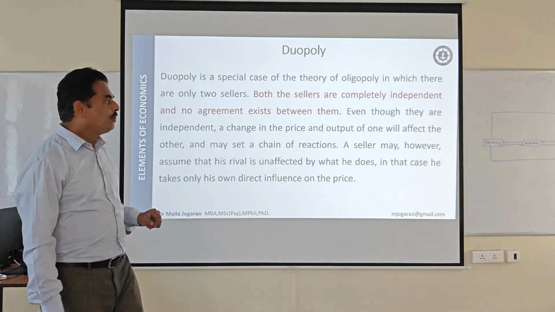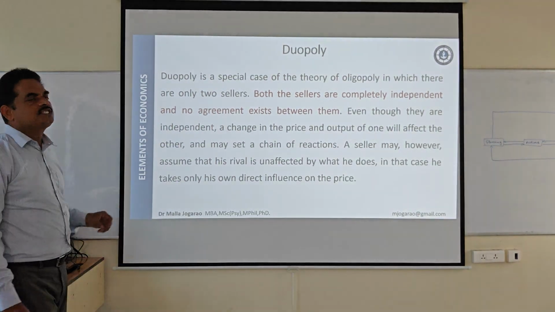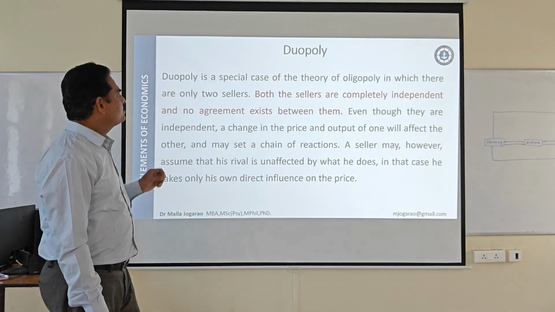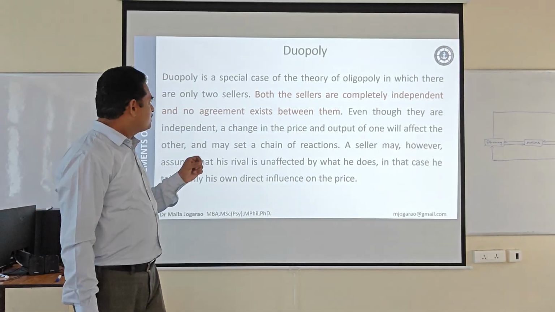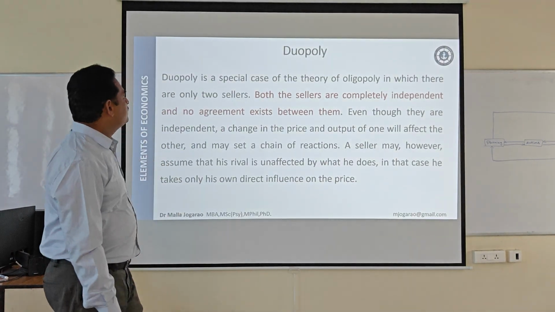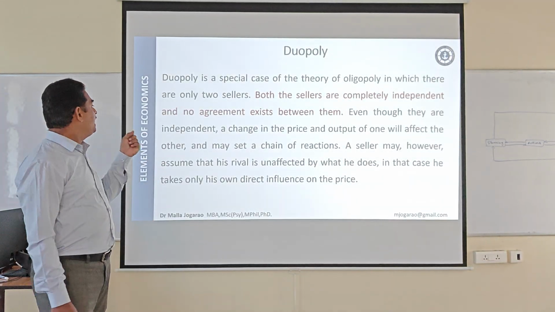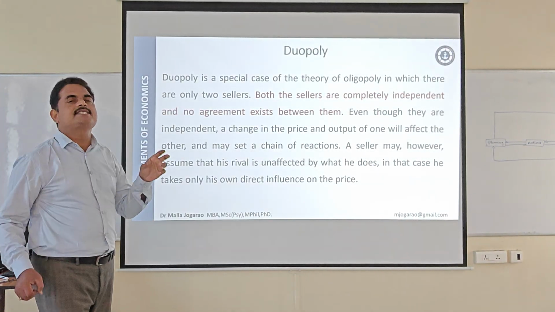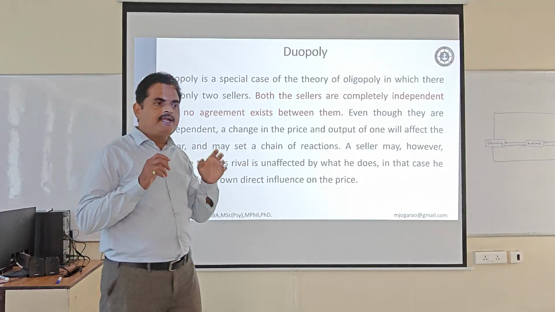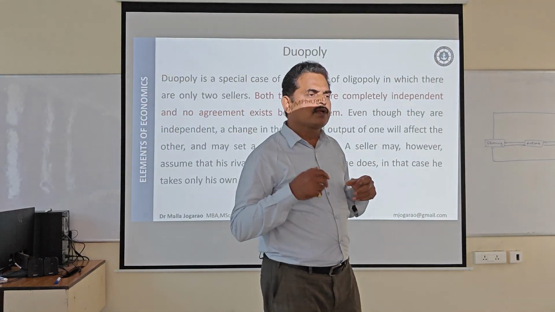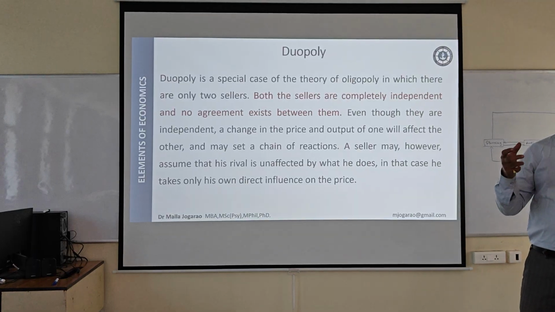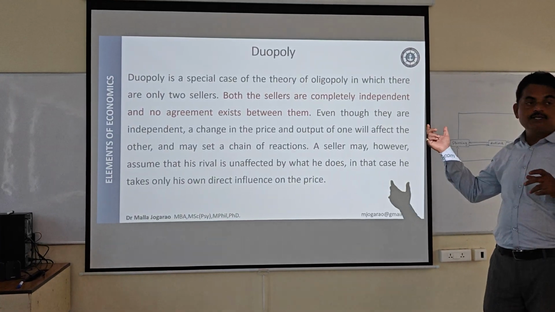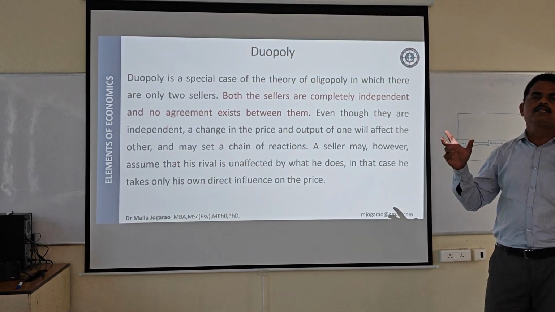So come to the duopoly. The duopoly is a special case of oligopoly kinds of market. There are only two sellers. So in this duopoly market, both sellers are completely independent, and no agreement exists between them. Independently they are taking decisions for continuing the business, and they are not relying on one party or the other party in the duopoly, because there are two sellers.